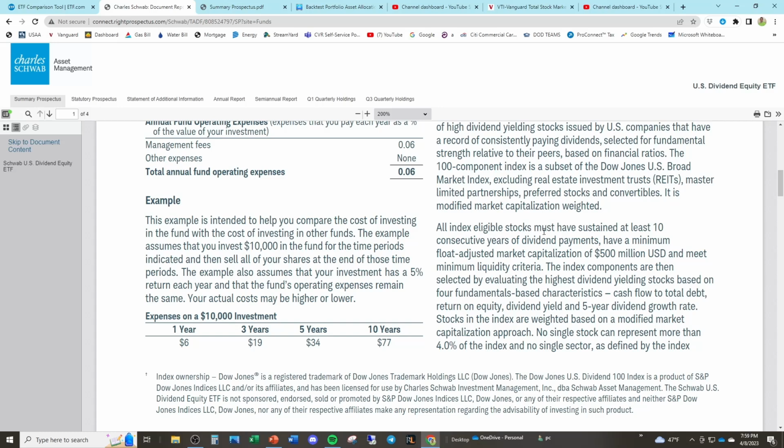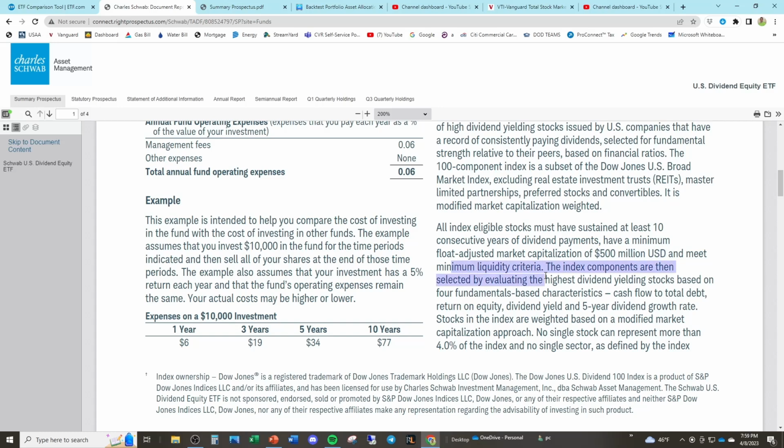All index-eligible stocks must have sustained at least 10 consecutive years of dividend payments. So if they only paid dividends for 9 years, I guess they wouldn't make it in here, okay? They must also have a minimum float-adjusted market cap of $500 million, even though some fantastic companies have started at much smaller market caps than that.